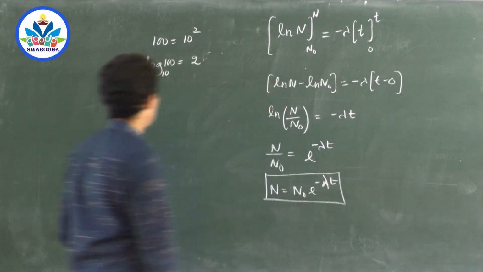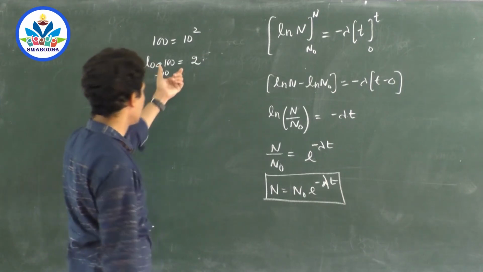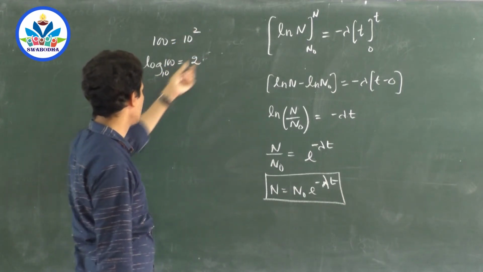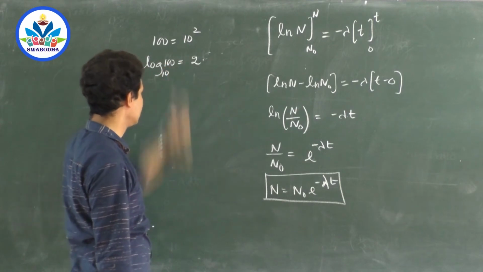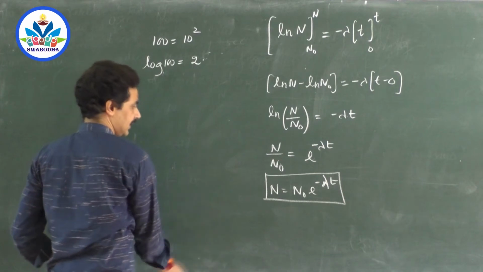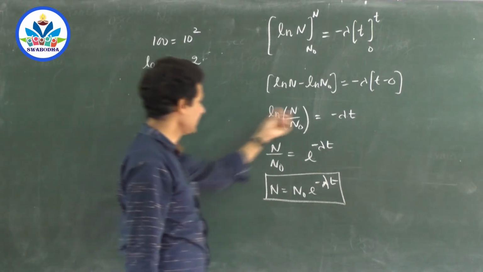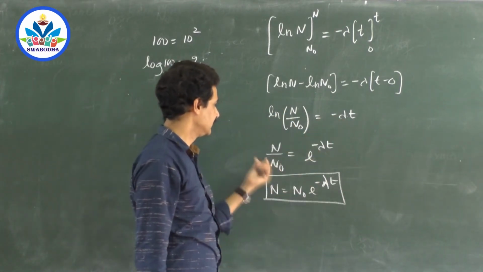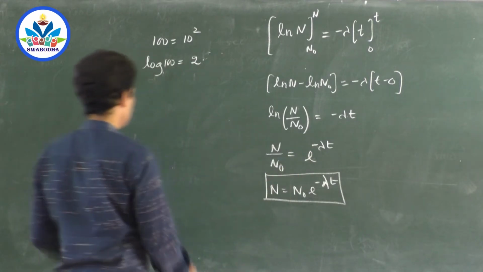Now log to the base 10, this is how we represent it. So if 100 is equal to 10 square, then log of 100 to the base 10 is 2. This base is usually not written. If ln is written, then it is log to the base e. So if ln N by N naught is minus lambda t, then N by N naught is e to the power minus lambda t.